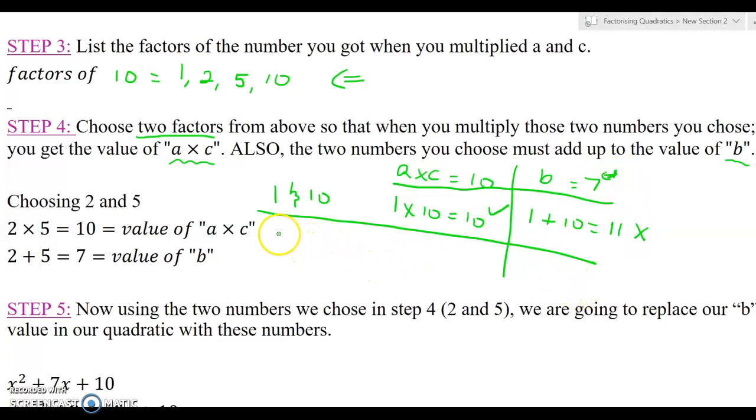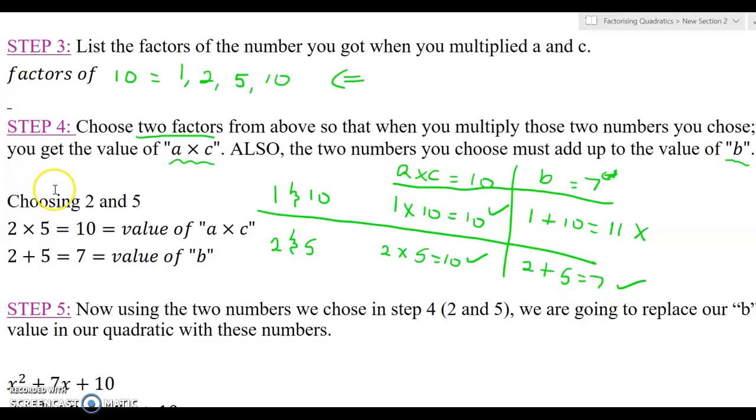Now let's choose, well, the next two numbers I multiply to get 10 would be 2 and 5, right? So choosing 2 and 5. So let's try this. 2 times 5 gives me 10. Great, it works. And now we have to add those two numbers to see if it'll give us B. So 2 plus 5 gives us the 7. So you see how it works?